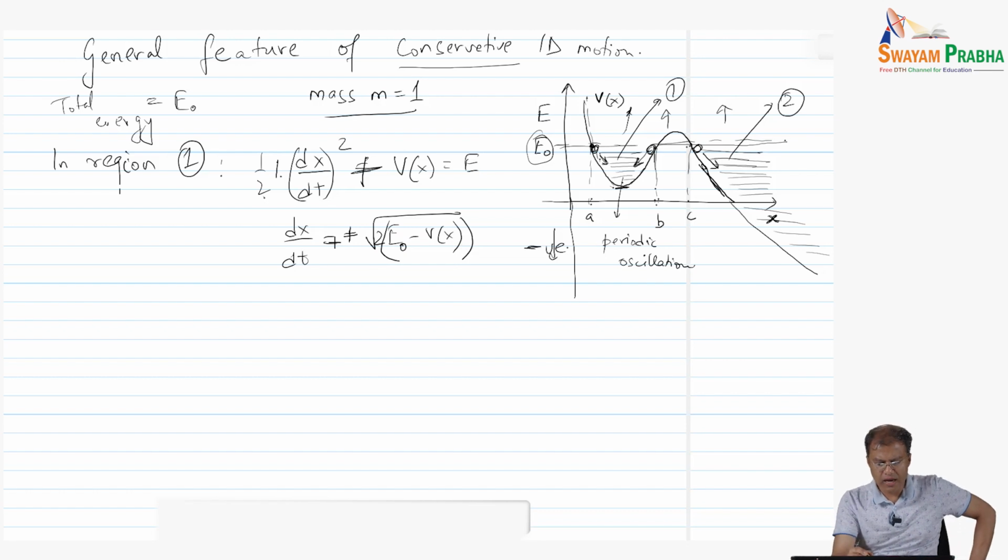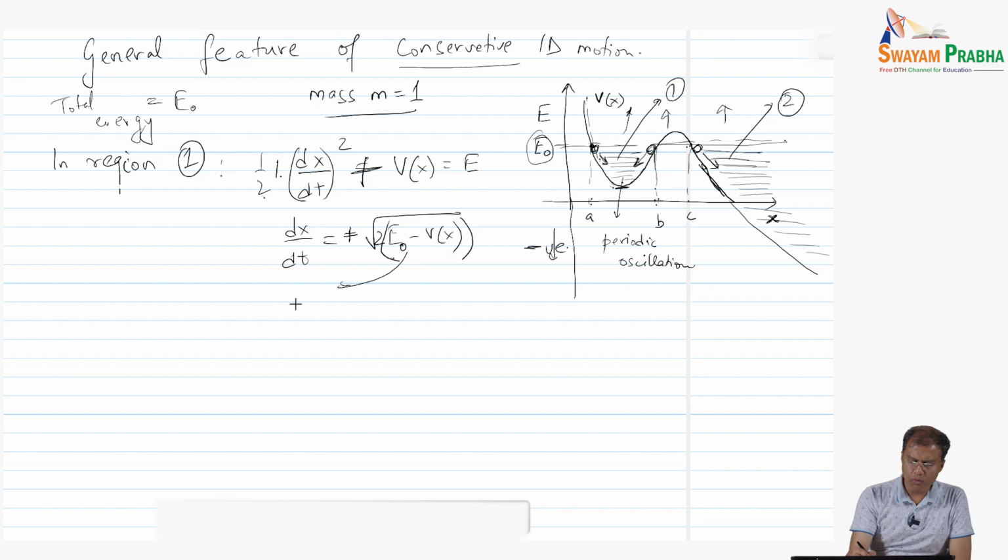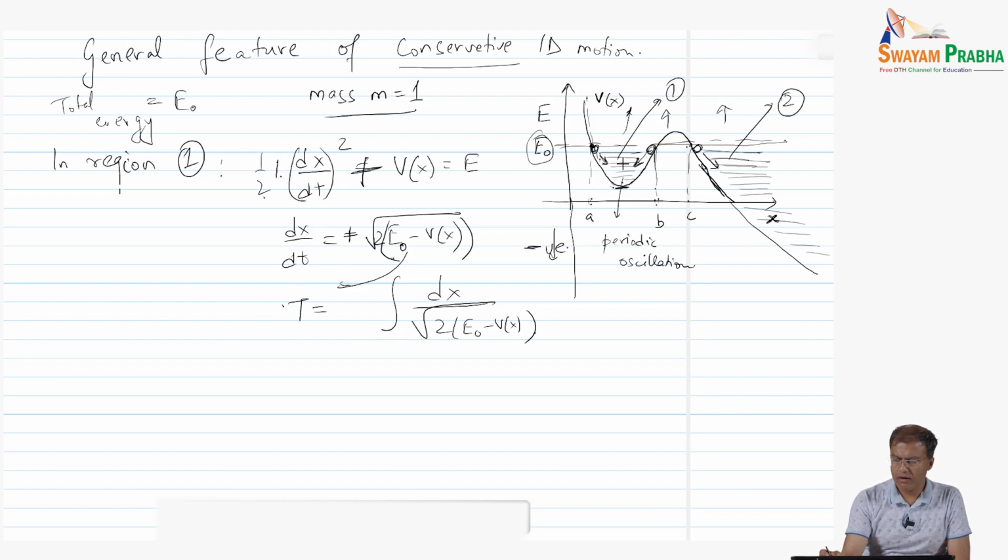So we have a positive sign, and with this we can find the position of the particle given our E naught and the potential energy curve V(x), right? From here, if we integrate, we can immediately find the period of oscillation. This is going to be the integral of dx by the square root of 2 times E naught minus V(x), from x equal to a to x equal to b, right? And this will be twice this value because it has to come back. So we can immediately find the period of oscillation.